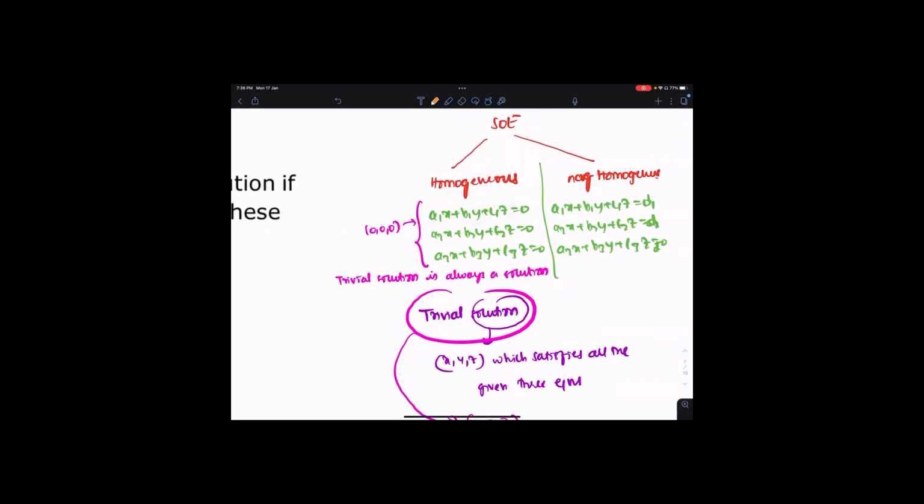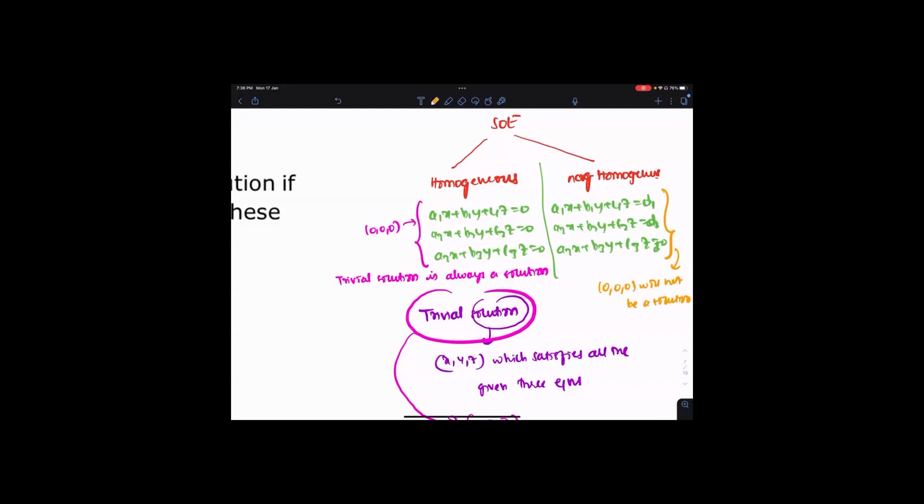Now here in non-homogeneous, 0, 0, 0 will not be a solution, because the constants d1, d2, d3 will not be 0. So if you substitute 0, 0, 0, all 3 equations will not be satisfied. So where will you get the trivial solution? Only in the homogeneous case, not in the non-homogeneous case.